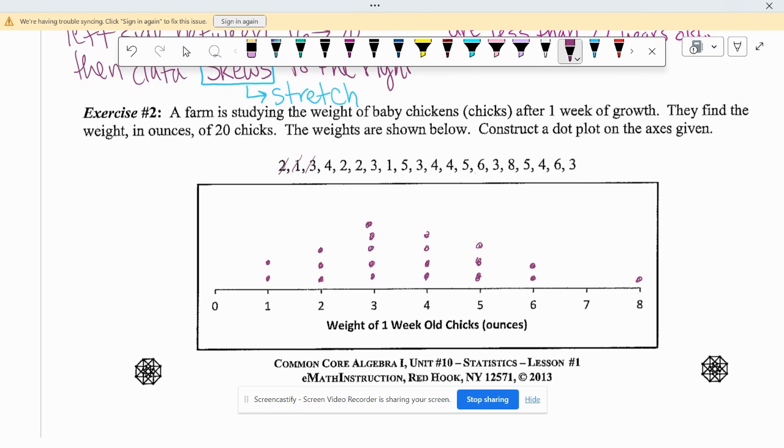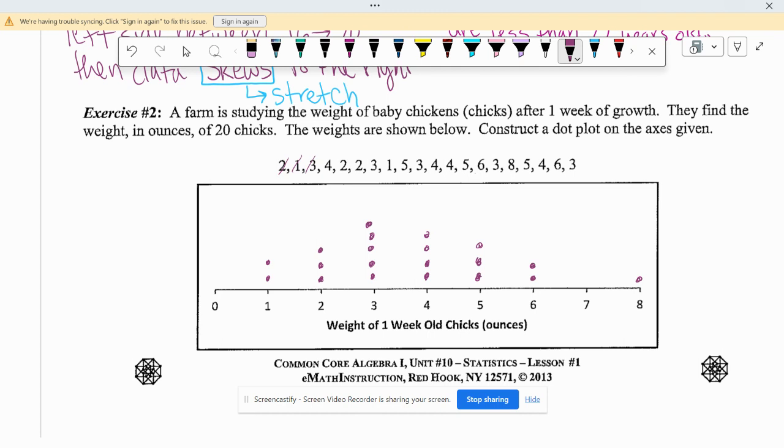So when you finish up your dot plot, hopefully you get something that looks similar to what I have up there. Okay, do we need more time to fill that out? Everybody good on the dot plot? Okay, let's move on to example number 3.